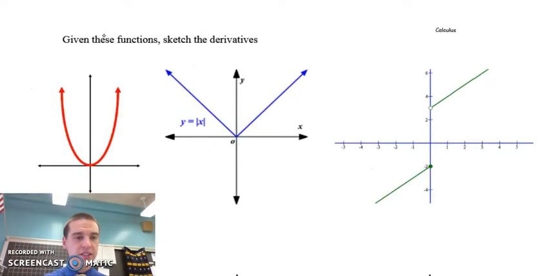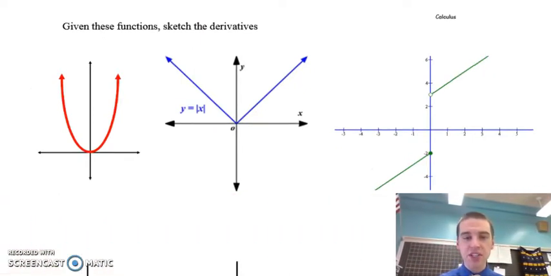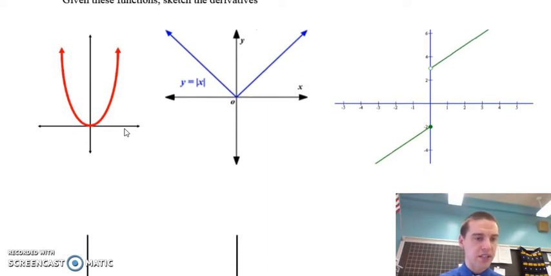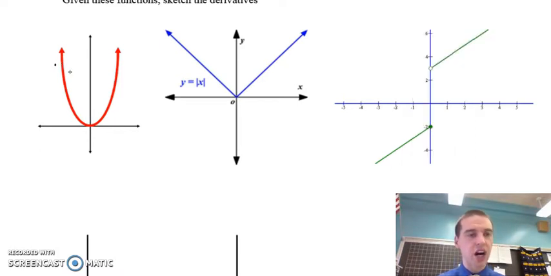The last part of this is something that you guys may struggle with, but I hope not, is looking at how to graph the derivative of an original function. So what I want you to do is kind of take specific points.